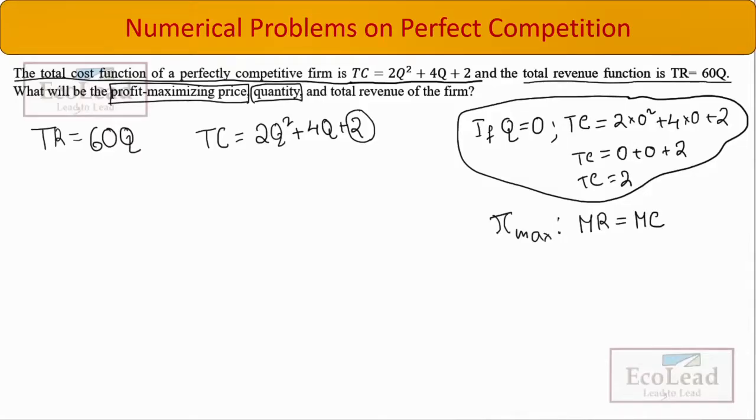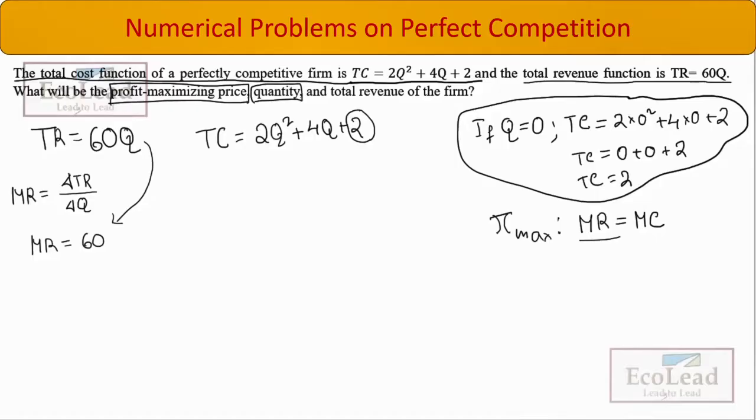So let us first identify the marginal revenue. The formula for marginal revenue is nothing but the change in total revenue divided by change in Q, or in other words we can write it as the first order derivative of the total revenue. So here if we take the first order derivative, we can write the marginal revenue as 60. Why 60? Because we are taking the first order derivative.